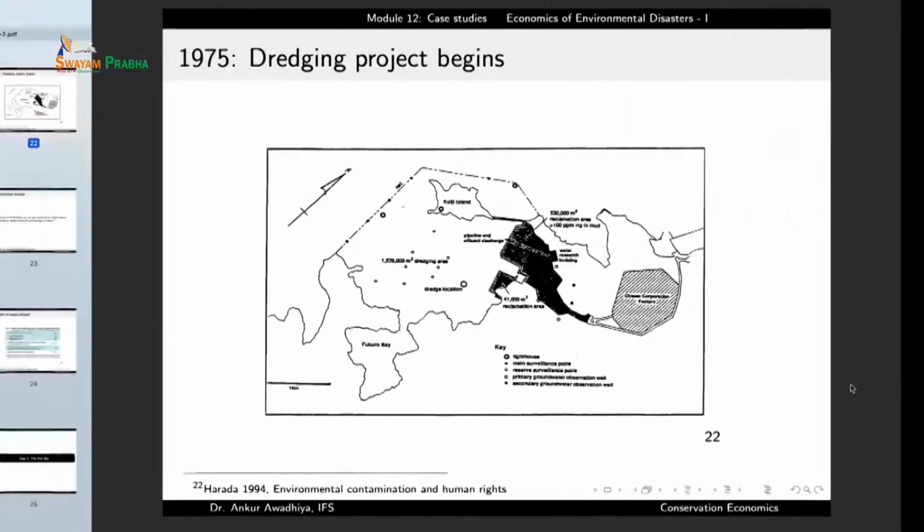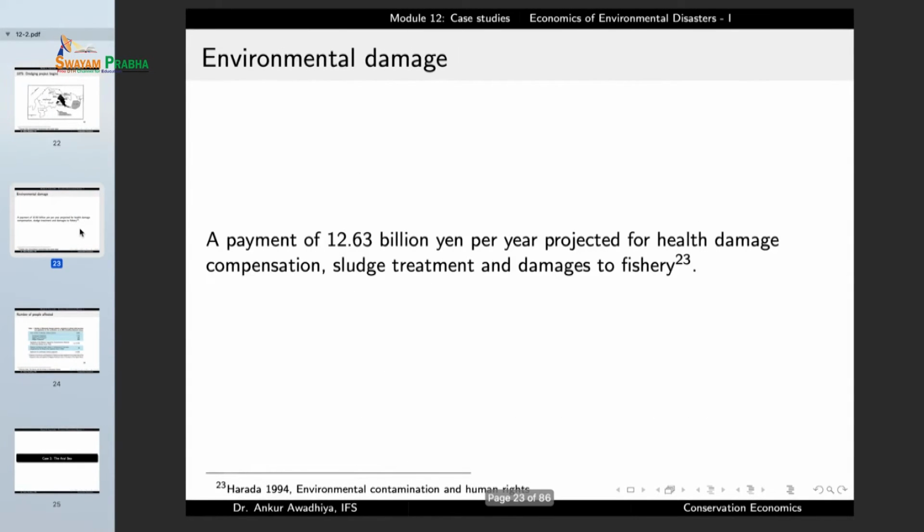Now, just think of the amount of money that a company would have to spend to process its waste. Well, when the company is throwing the waste, it is in a very concentrated form and it is easy to treat. Once you have dumped the waste into the sea, it has spread to such a large extent over such a large area that now you have to dredge the whole of the sea in the surrounding areas. So the cost goes up like anything. Then, if you look at the environmental damage that the company did, a payment of 12.63 billion yen per year. Now, this is billions of yen per year projected for health damage compensation, surge treatment, and damages to the fishery.